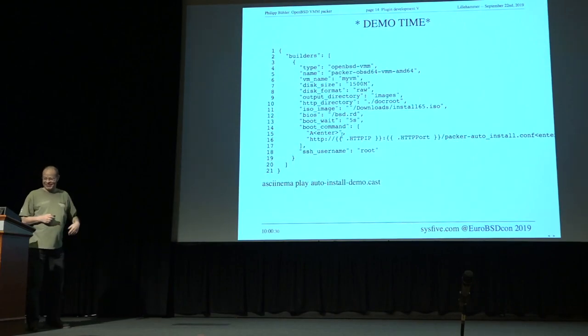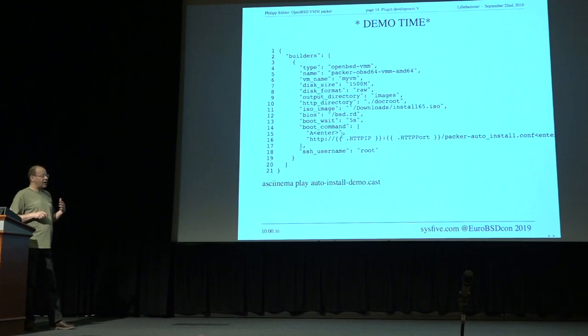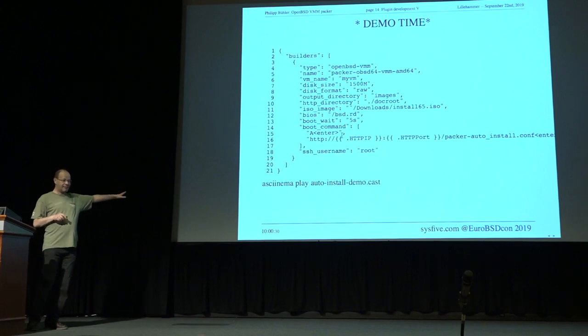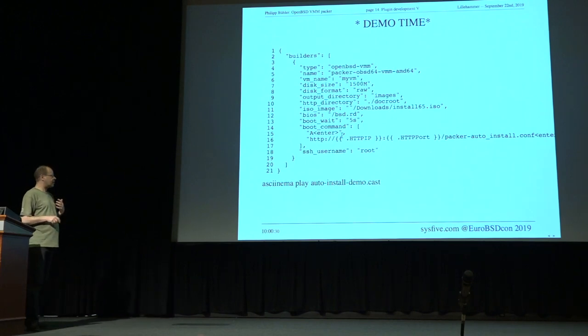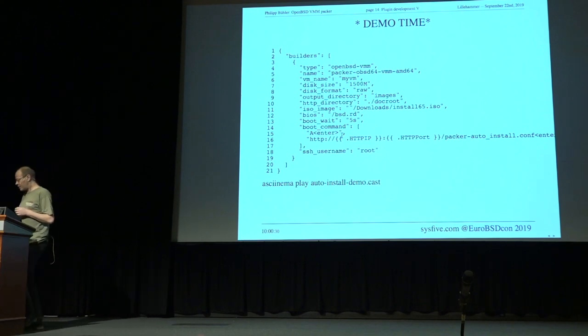So, already there. Demo time. Like I said, the configuration isn't very complicated: just names, disk size, disk format, and where to fetch the ISO image, either from local disk or HTTP or whatever. And here's the thing with the boot command: do auto install, and here is the URL, and Packer will provide this variable to me. And the port will be provided via the state bag configuration, so some plugin elsewhere will write this information into the bag, and I can read it. The auto install demo cast is within the repository as well, so you can just replay that.